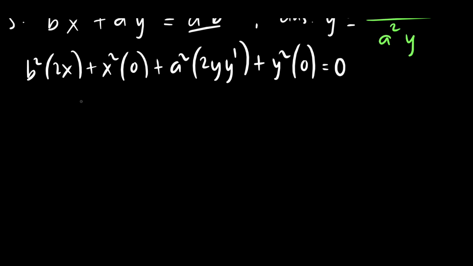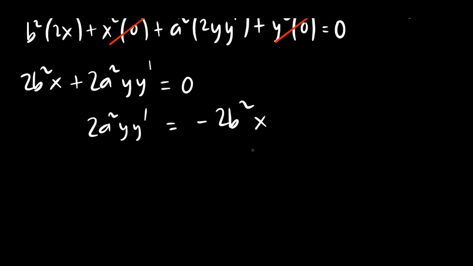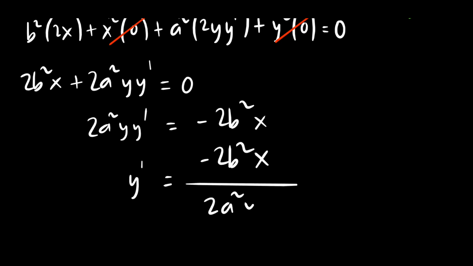So we'll simplify, we'll cancel 0, having 0. So the remaining will be 2b squared x plus 2a squared y prime is equal to 0. So after this one, we will have 2a squared y prime is equal to negative 2b squared x. So we have y prime is equal to negative 2b squared x all over 2a squared y.